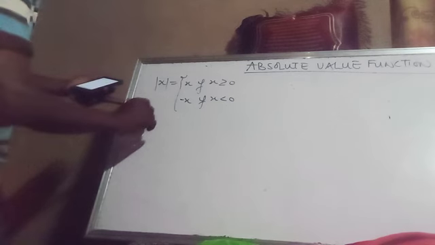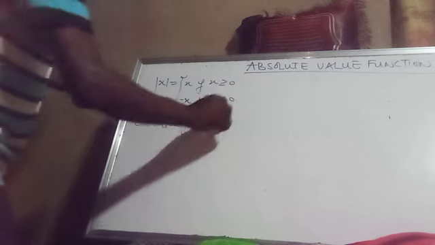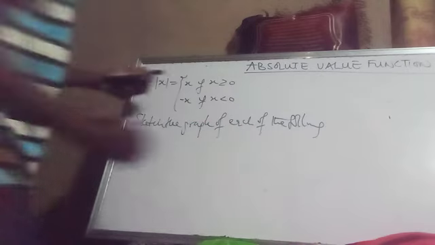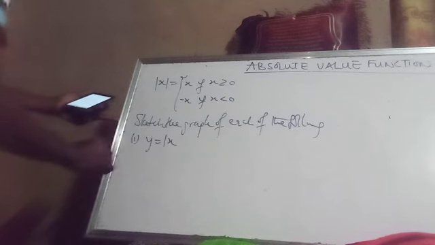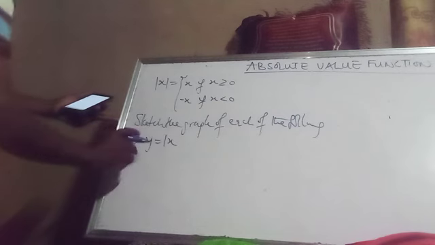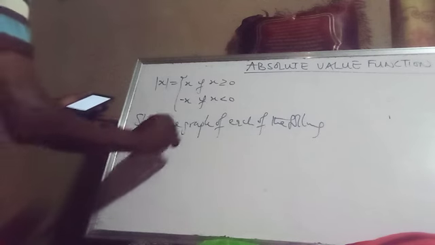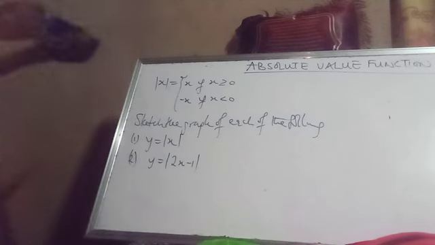Sketch the graph of each of the following. The first one, y is equals to absolute value of x. The second one, y is equals to absolute value of 2x minus 1. Let's quickly solve this problem. Very simple question. Okay, now let's solve the problem.